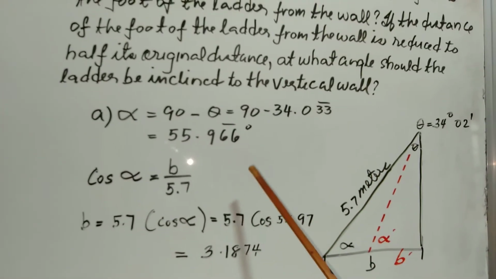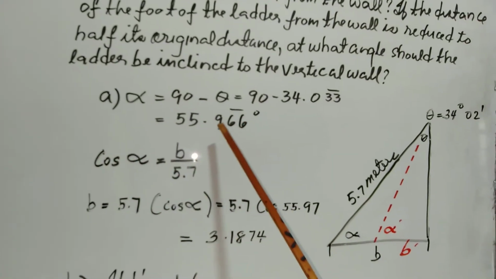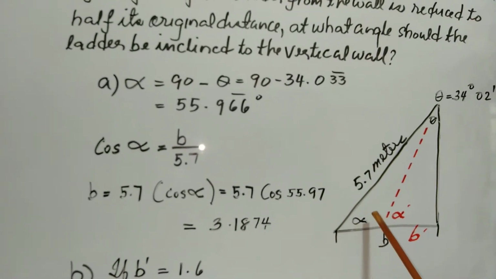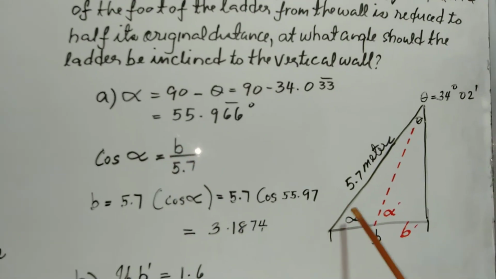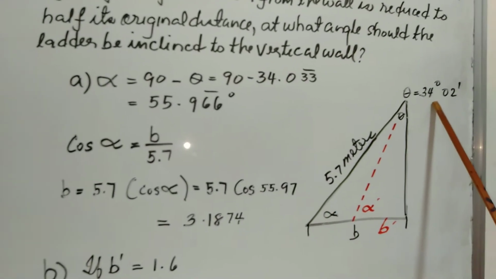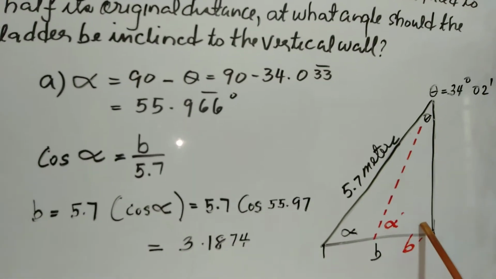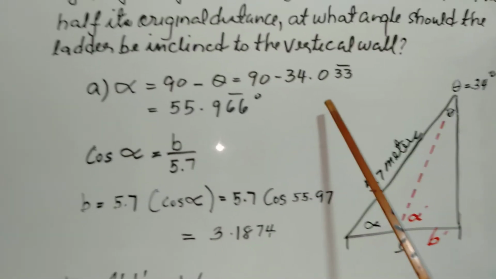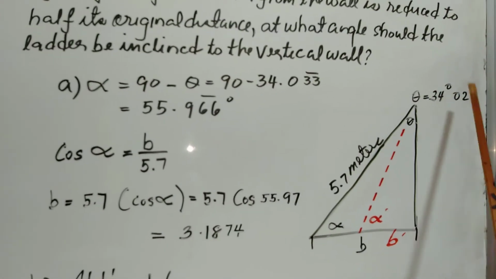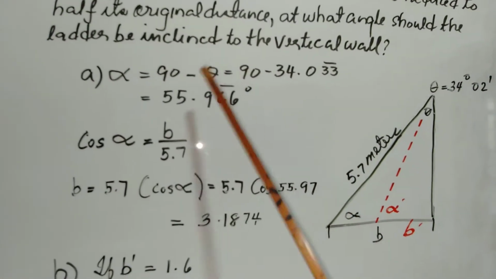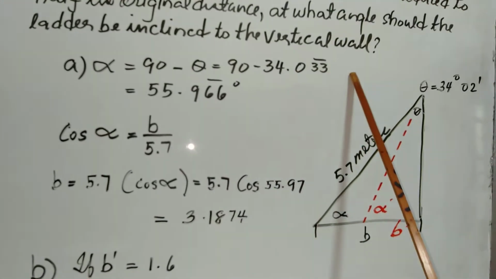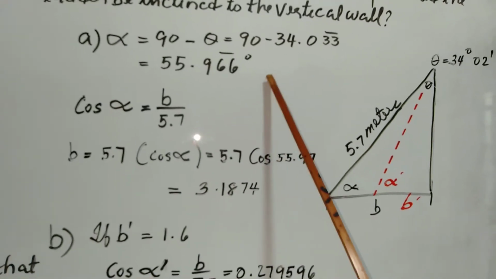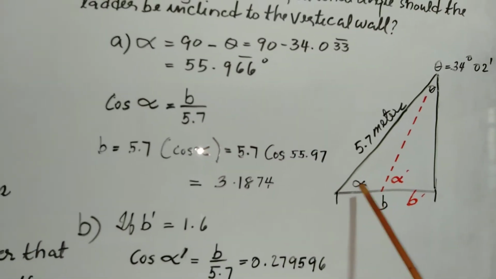So to get the answer for letter A, this is our alpha, the angle of elevation here. Alpha is equal to 90 minus 34 degrees 02 minutes. So 90 minus 34.033 repeating, we'll get 55.966 repeating degrees. So this is approximately 56.